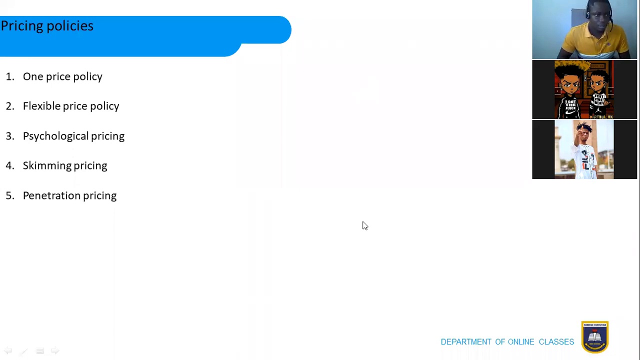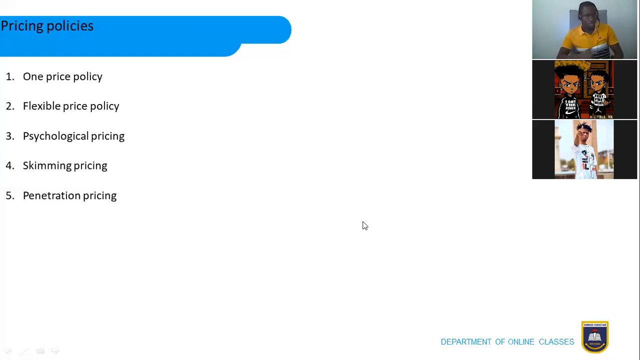Pricing policies. All right. So we'll be looking at some policies as far as pricing is concerned. Okay. All right. The first one, there are many. We'll look at them one after the other, and then I'll give you some reading assignments on other policies also. Okay. Now, the first one, one price policy. I think the name is explanatory. The word itself is self explanatory.